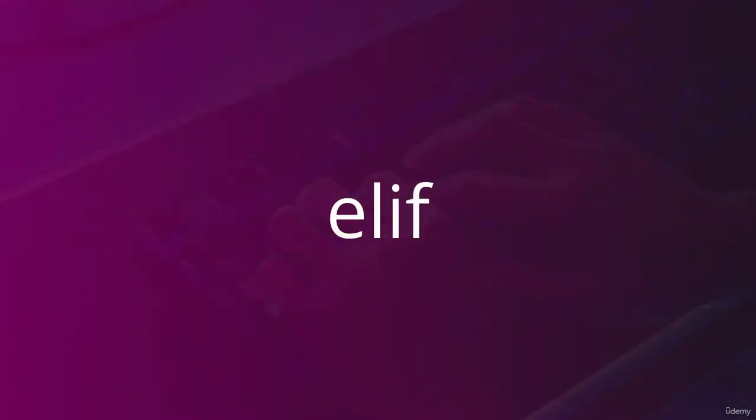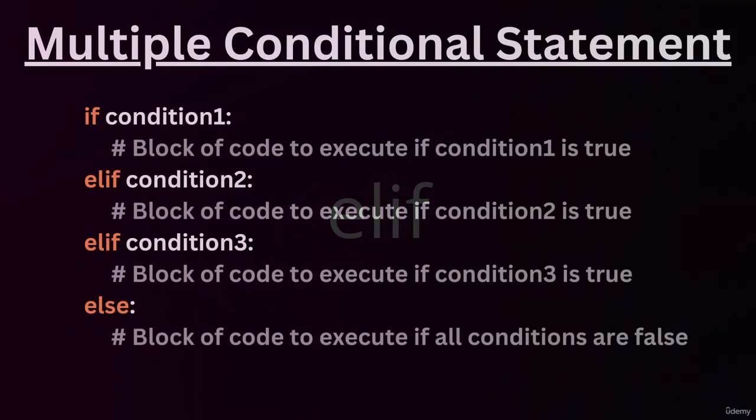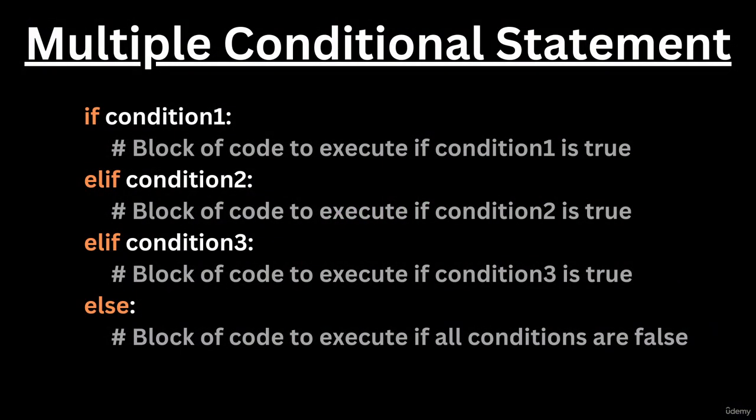You can imagine ordering coffee at a cafe. If you want black coffee, you say black. If you want milk, you say with milk. If you want sugar, you specify that. And if none of these options work, you ask for something else. This sequence of choices is like if, elif, and else in programming.